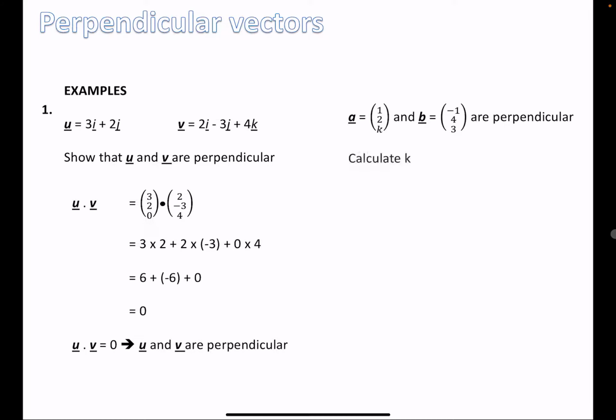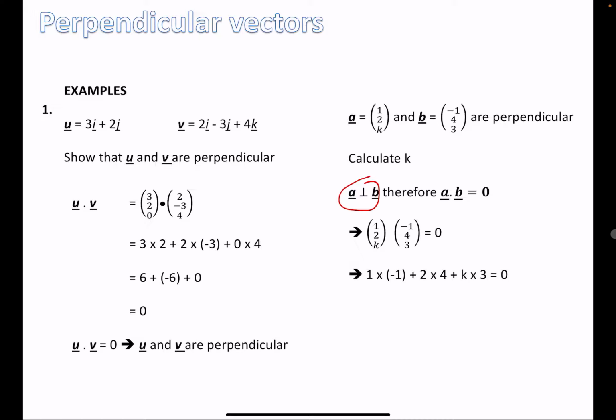A second type of example is that we know in advance that they are perpendicular, and using that knowledge, we want to find out what k is. If a and b, and you might see this notation, a with an upside down t, b, that means they're perpendicular to each other, 90 degrees to each other. And if that's the case, then a dot b will equal 0. In other words, 1 times minus 1 plus 2 times 4 plus k times 3 should equal 0. And then it leads us to an equation.